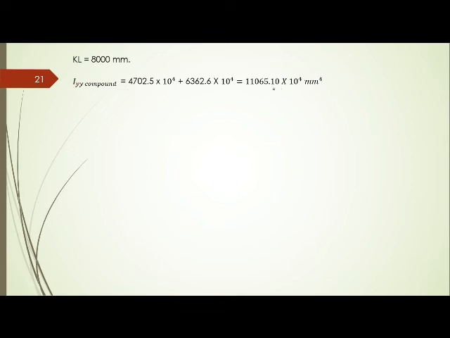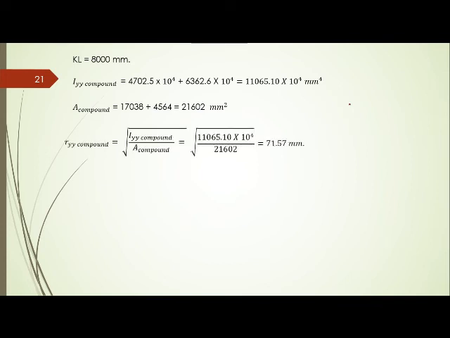IYY compound we have calculated previously at the very beginning of this presentation, and A compound is the total cross-sectional area. We have added the cross-sectional areas. Now we have calculated RYY, the radius of gyration of the compound section along the y-axis. So it is coming as 71.57. The overall depth of the section H is equal to 600 plus the thickness of the web of the cap channel, 7.6.